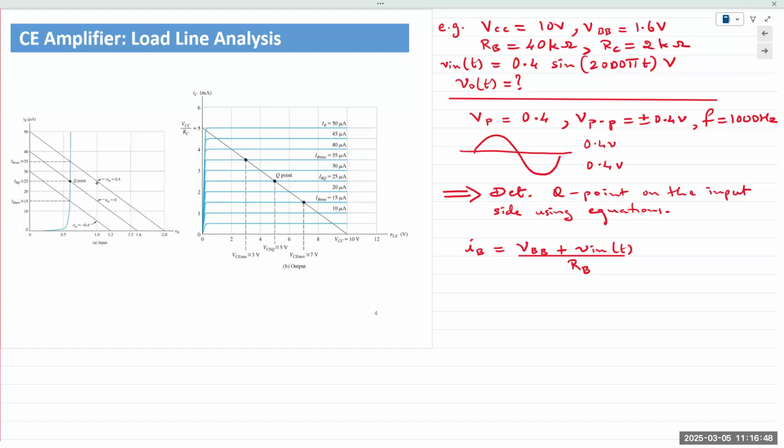So we'll have one value for IB for V in equal to 0 volts. Then we find a second value for IB at the max value of V in, and a third value for IB, the base current, that's the input, at the minimum value of V in. So three points. First find the DC value, where V in takes on the value of 0 volts. IBQ would be 1.6 plus 0 divided by 40,000, and that gives me 40 microamps.